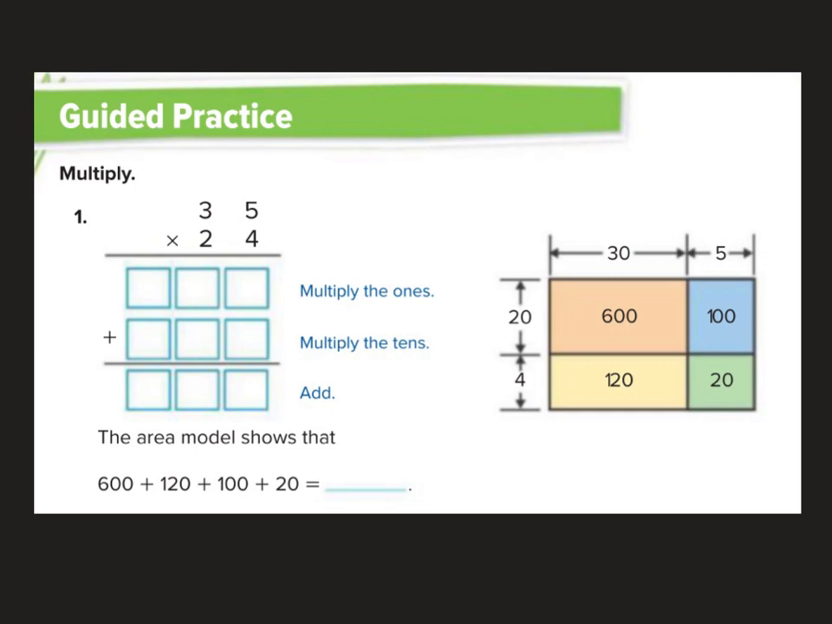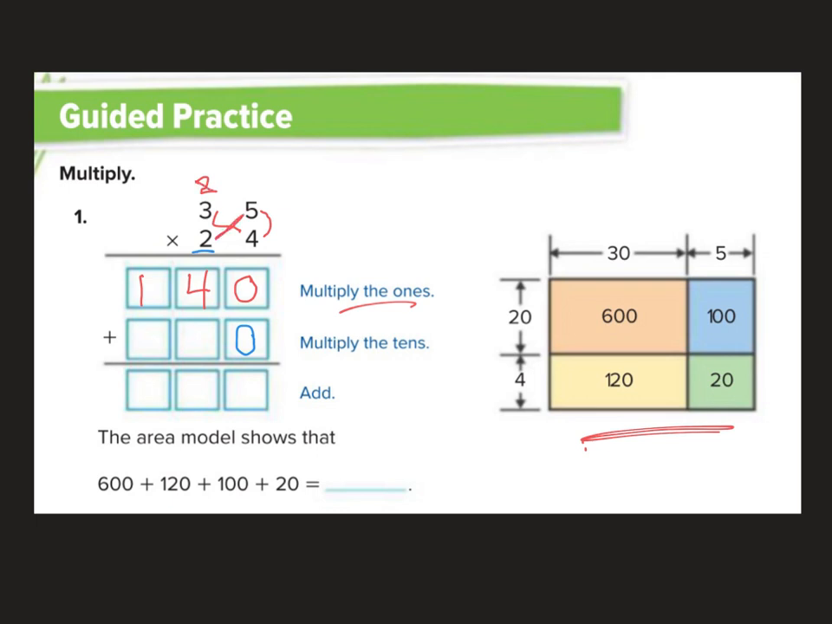Multiply. Okay, so they broke it apart into the area model over here. So let's multiply the ones. 5 times 4 is 20. Okay, 4 times 3 is 12, plus 2 more is 14. Okay, and then I know that this is not 2, it's 20, and whenever we multiply by a multiple of 10, I get a 0 in the ones place. Then I just need to do 2 times 5.